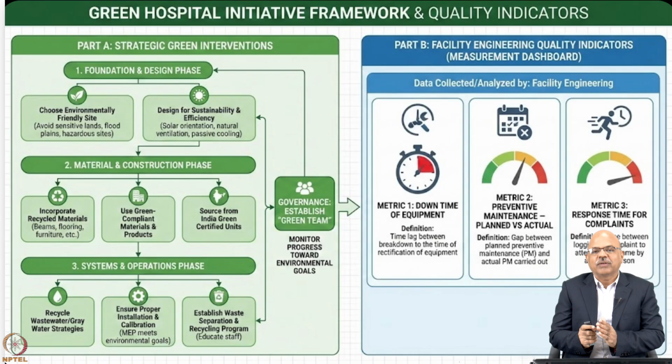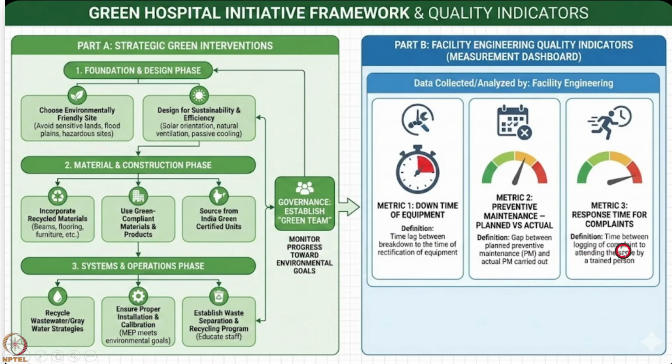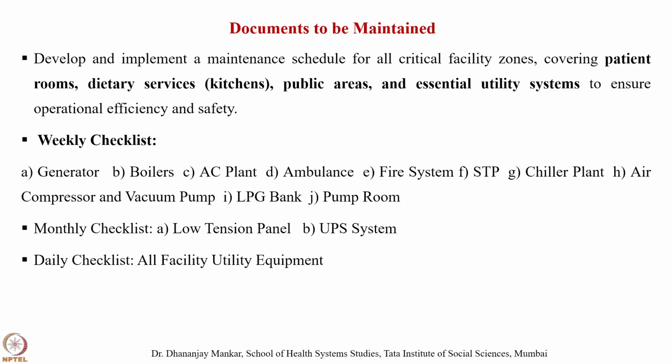Part B is that the facility engineering quality indicators should be ensured, when it comes to metric 1, downtime of the equipment, metric 2, preventive maintenance planned versus the actual, and metric 3, the response time for the complaints, which is very important for the Green Hospital Initiative framework to be installed in your hospital if the hospital is more towards sustainability initiatives.